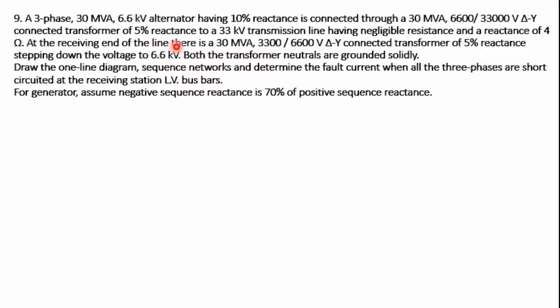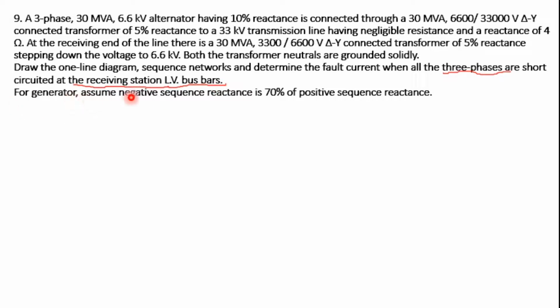At the receiving end of the line there is a 30 MVA 33,000 volt to 6600 volt delta to star connected transformer having a reactance of 5%, stepping down to 6.6 kV. Both the transformer neutrals are solidly grounded. Draw the one line diagram, sequence network, and determine the fault current when there is a 3-phase short circuit at the receiving station LV bus bars.